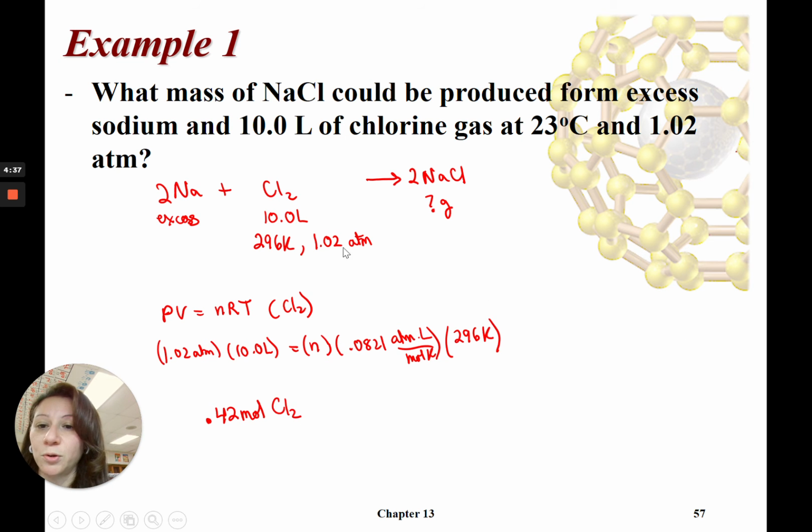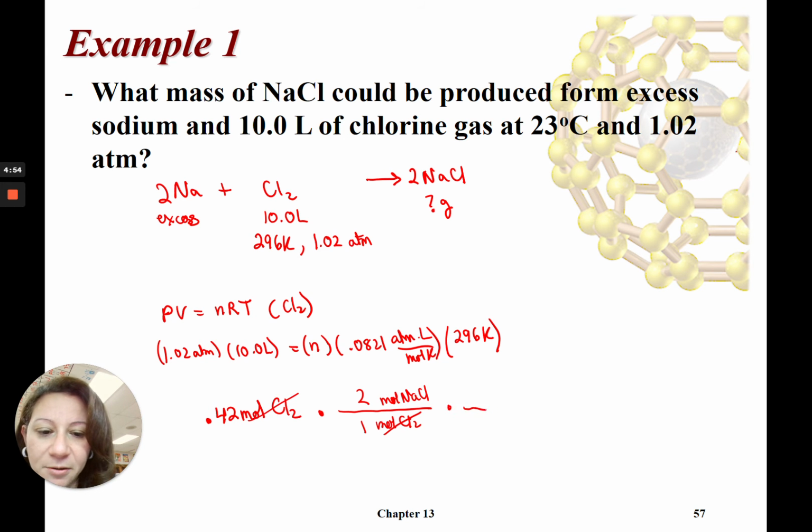So now we have moles of chlorine, so next we're going to find moles of NaCl, and to do that we're going to use our molar ratio. So moles of Cl2 on the bottom, moles of NaCl on top, and it's a 2-to-1 from our equation. Moles of chlorine cancel, now we're at moles of NaCl. And so finally we answer our question, which is how many grams. Now that we know moles of NaCl, we can find the grams.